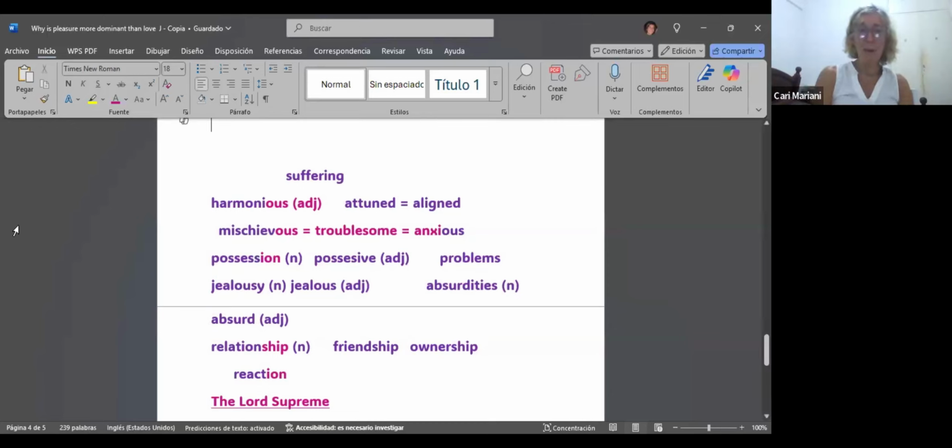Okay, well, but there are some important things here that we have to reflect upon, and it's that love is no possession, and no attachment, and no suffering, and no dependence. Okay.